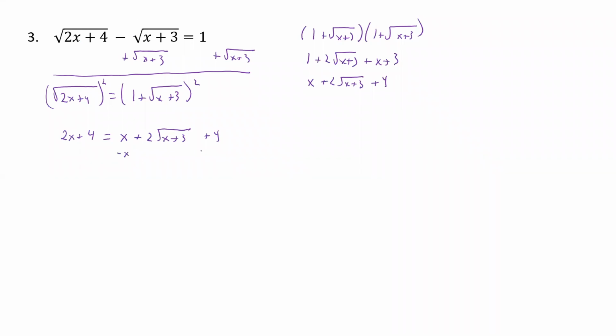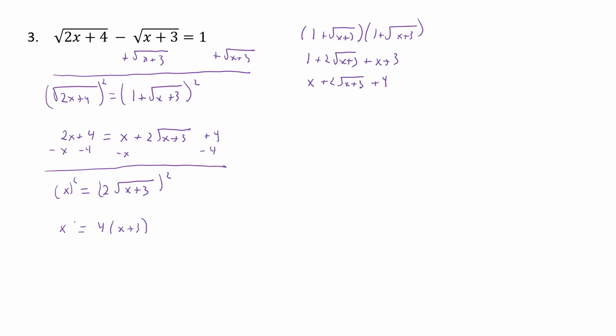So I'm going to subtract x and subtract 4. Subtract x, subtract 4. So 2x minus x is x, 4 minus 4 is 0. And then on the right, we get 2 square root of x plus 3. Okay. Now here we could go ahead and divide by 2, but I'm just going to square both sides. So I'll square that and I'll square that. So x squared equals, well, 2 squared is 4, and this squared is just x plus 3.